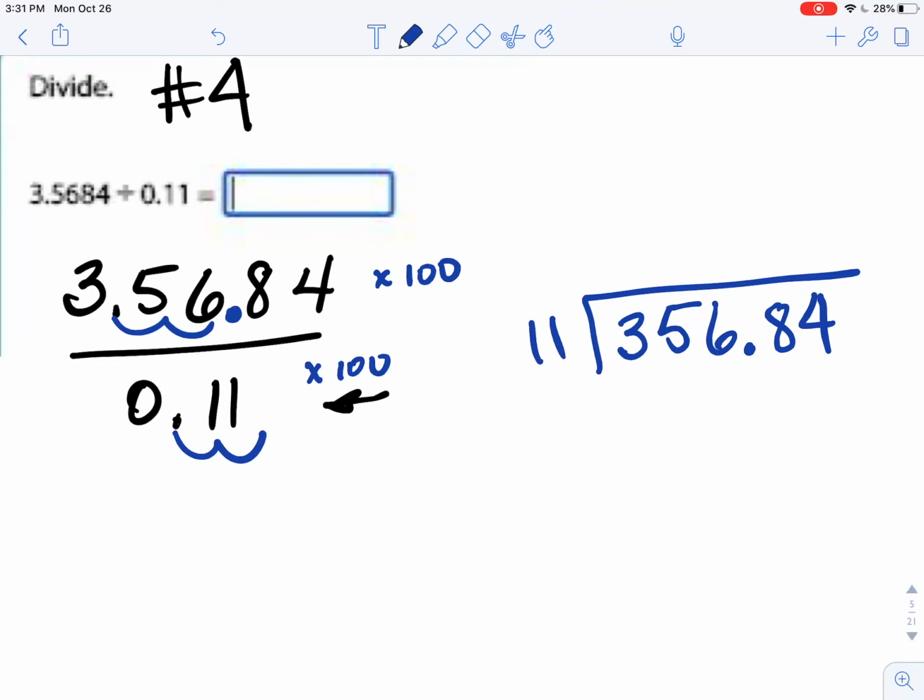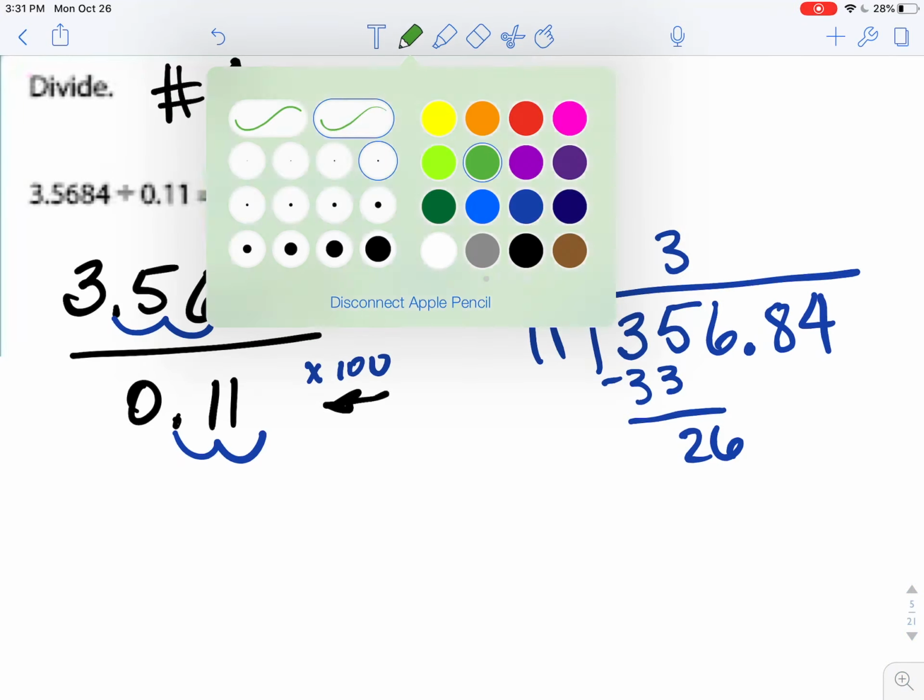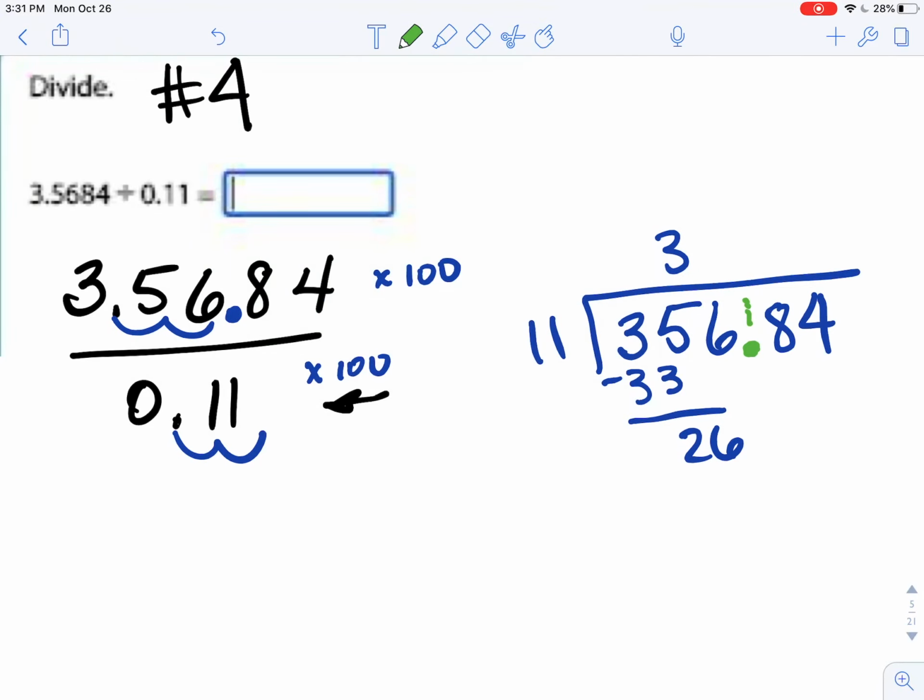All right, 11 goes into 35 3 times, minus 33, remainder 2, 6, 11. Oh, what did I do, you guys? Oh my gosh, did you see that? Decimal point, bring it up. Do that very first thing.